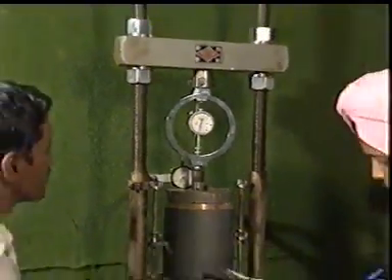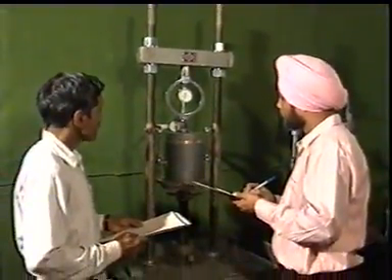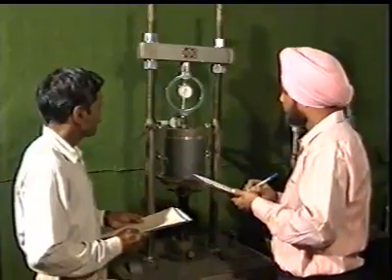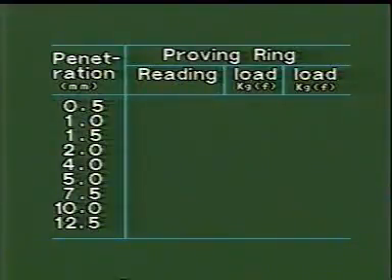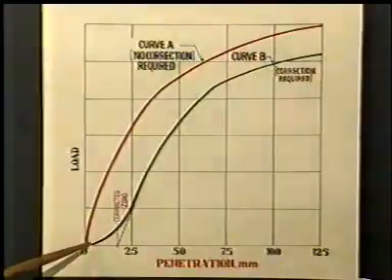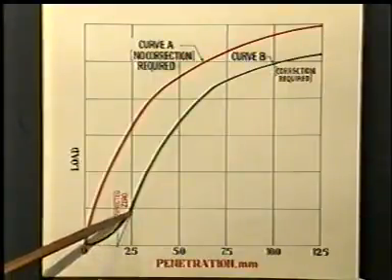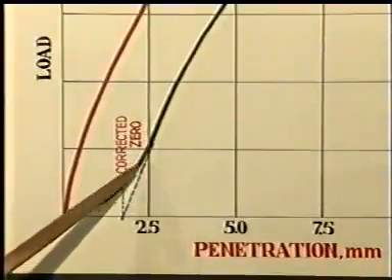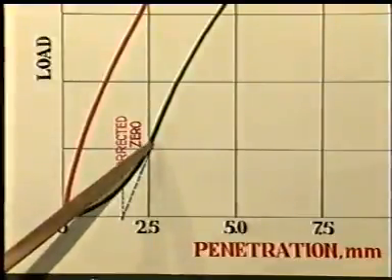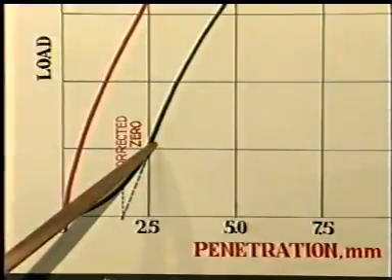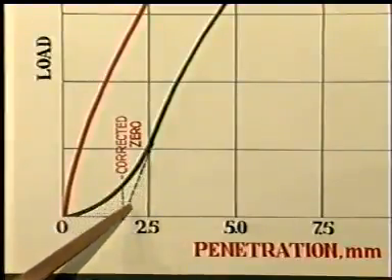Note down the readings on proving ring corresponding to a penetration of 0.5, 1, 1.5, 2, 2.5, 4, 5, 7.5, 10 and 12.5 millimeters. Sometimes the curve may exhibit a concavity in the beginning, in which case a correction is to be applied as shown.